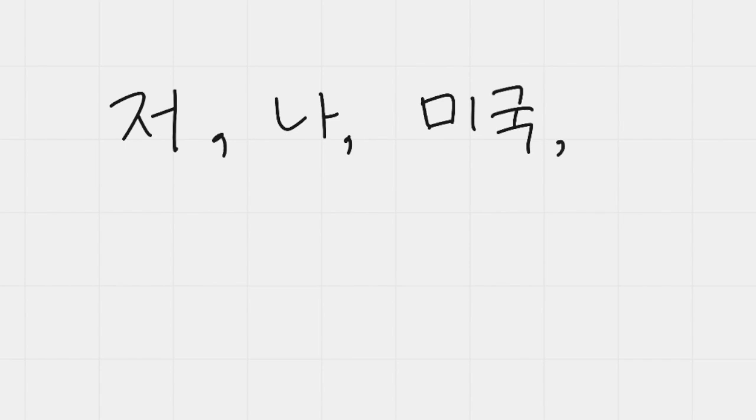Maybe we can use this one. I'm sure you know this. You should know. How to say I am American. I am American. And this also you can speak in casual or polite. Vocab list. Not too hard. 저, 나, 미국, 사람이다.